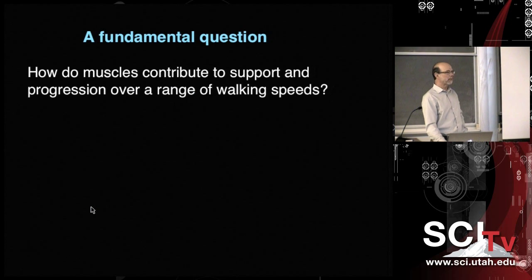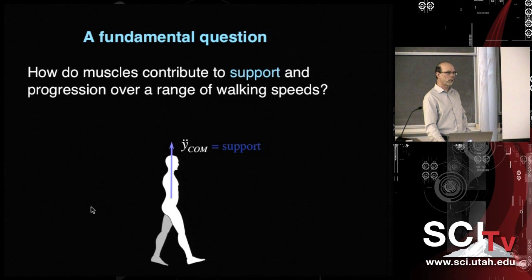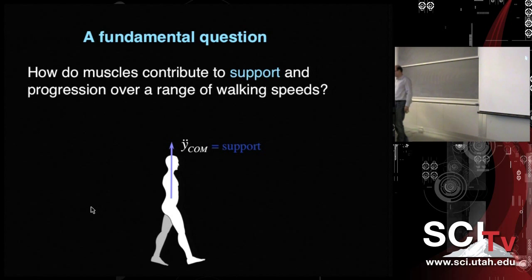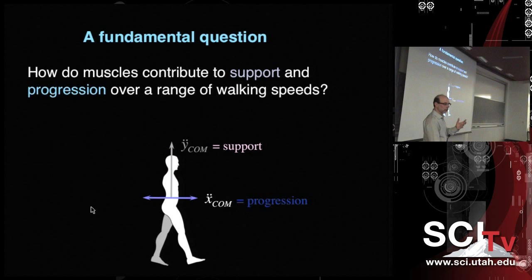So then, getting back to the basic question, how do muscles contribute to support and progression over a range of walking speeds? So what is support? Muscles provide body weight support. They do that by generating ground reaction force, and that's what produces an upward acceleration, and we'll call that support. Can you guys see that okay? Can read support. And then progression is the fore-aft acceleration.